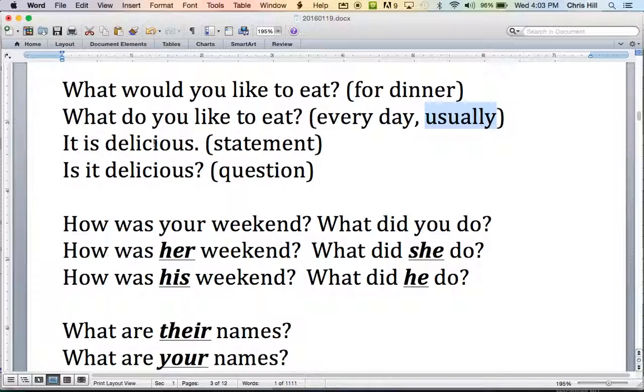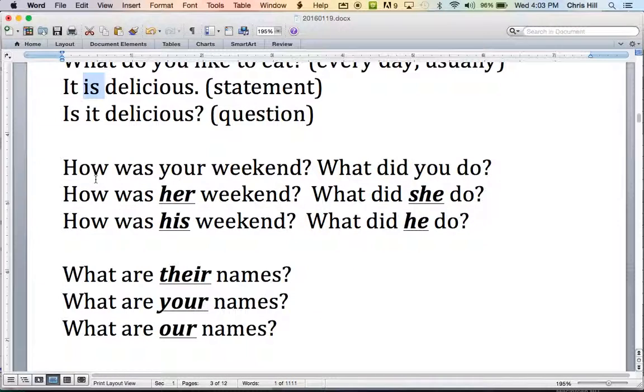Remember, with a statement, we use this word order. It is delicious. This is a statement, a sentence. Is it delicious? This is a question. We have to take the verb and move it to the front in front of the subject. If it's a be verb, we can do this. Switch them around.